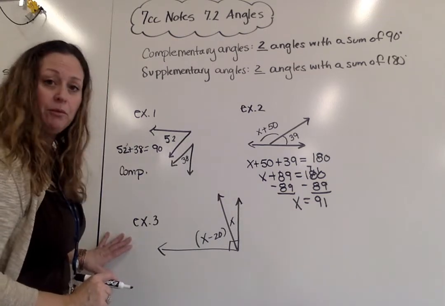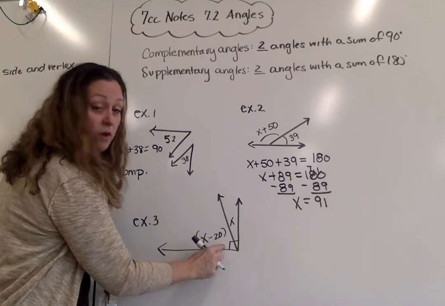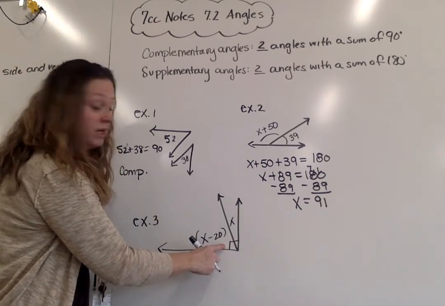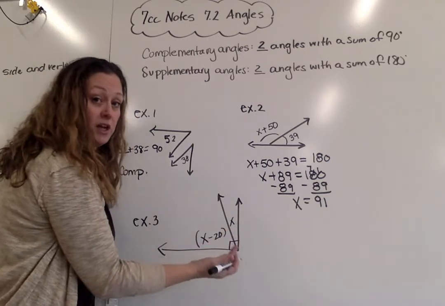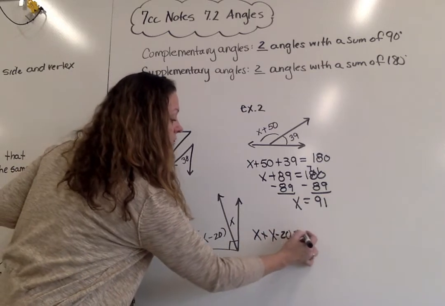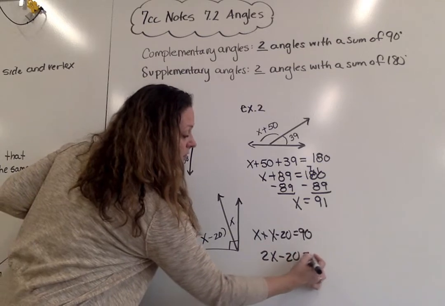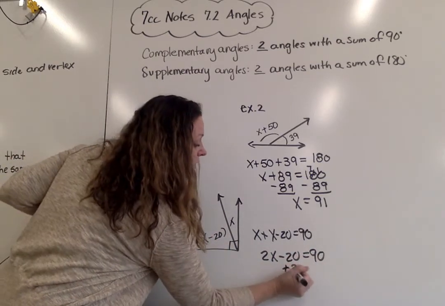In example 3, because the adjacent angles are indicated next to each other with a right angle box, I know that they are complementary, therefore they have a sum of 90 degrees. And so I write an equation accordingly. x plus x minus 20 equals 90 degrees. I now have 2x minus 20 equals 90 degrees. This is a two-step equation. I add 20 to both sides.